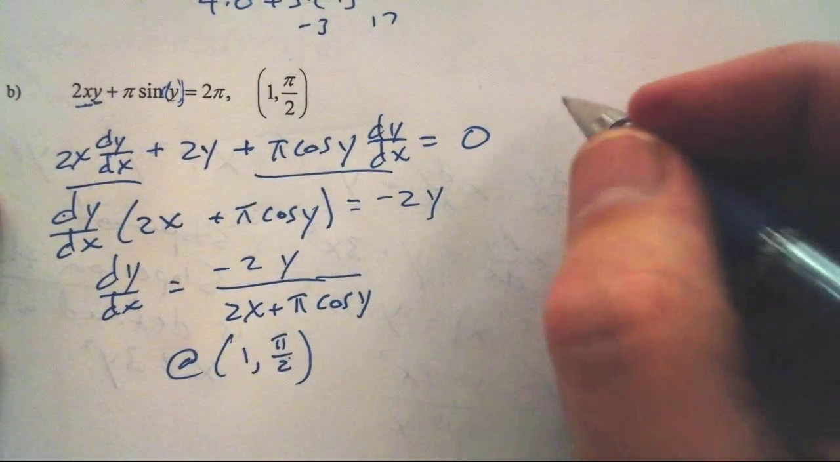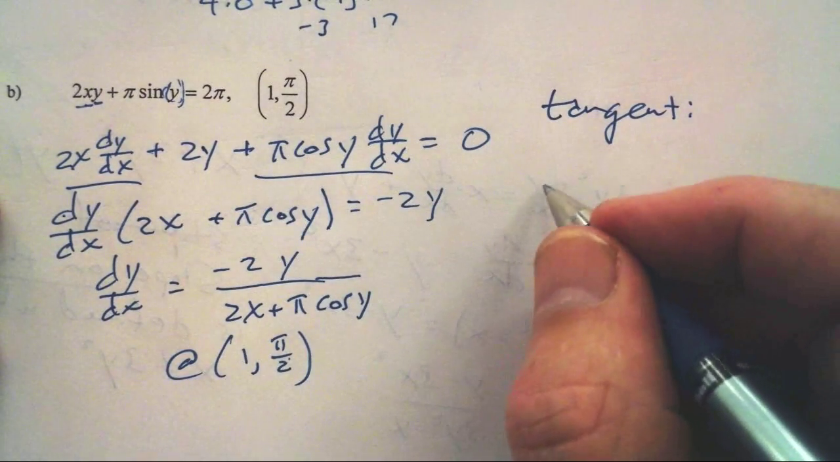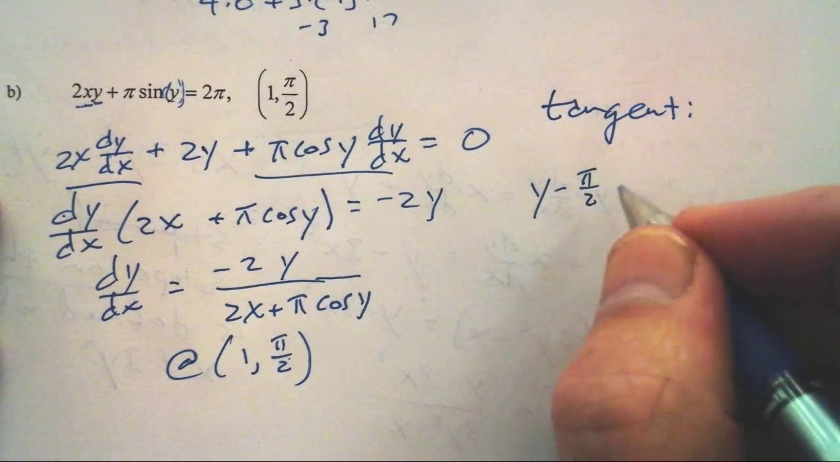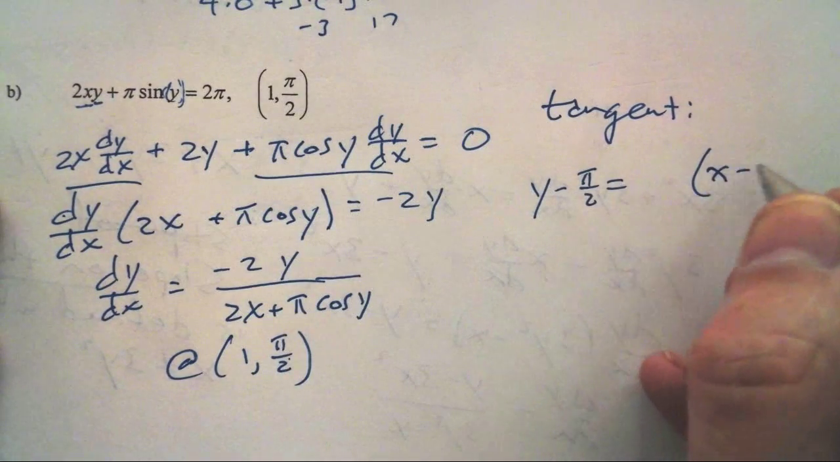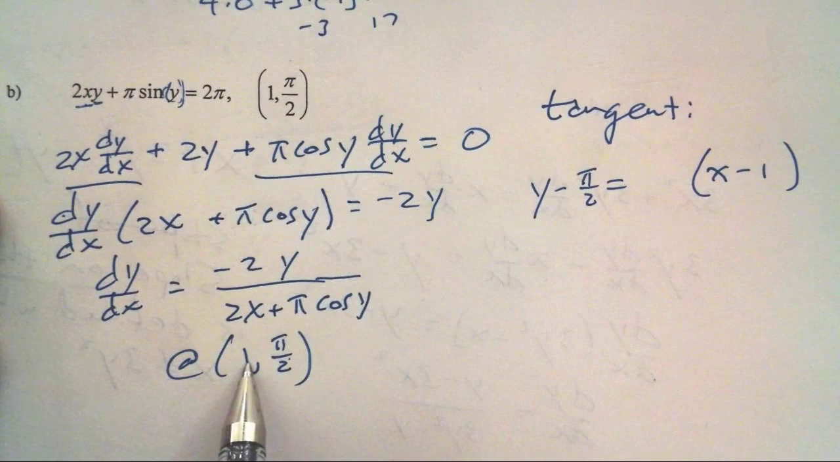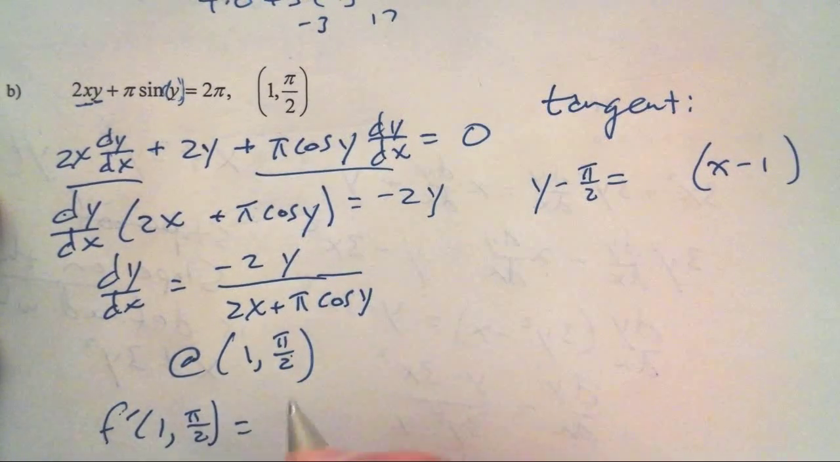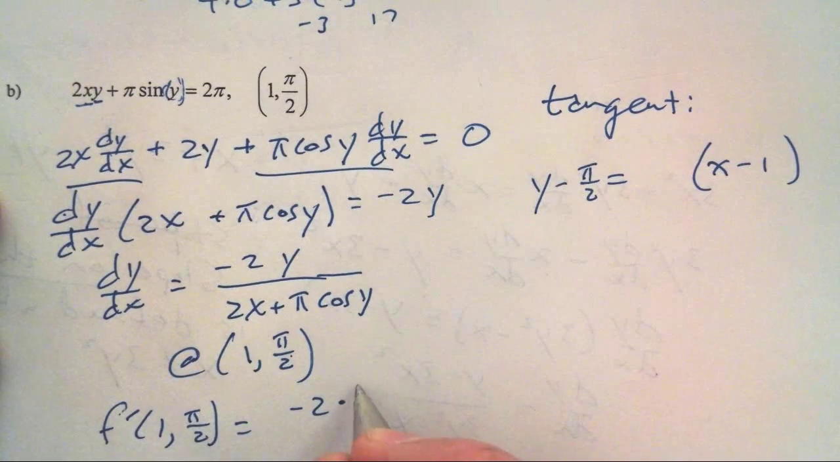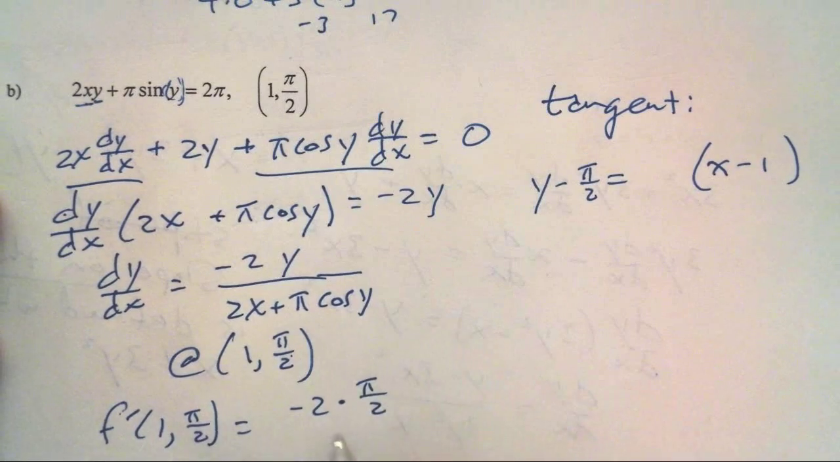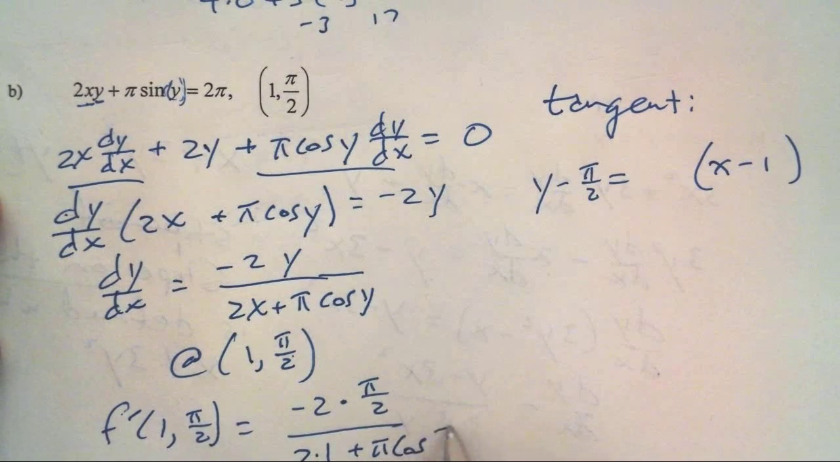Okay, what I know for sure for my tangent line, I've got y minus pi/2 equals something times x minus 1. So I need to put 1 in for x. So f prime of (1, pi/2) is negative 2 times the y value pi/2 over 2 times 1 plus pi times cosine of pi/2.